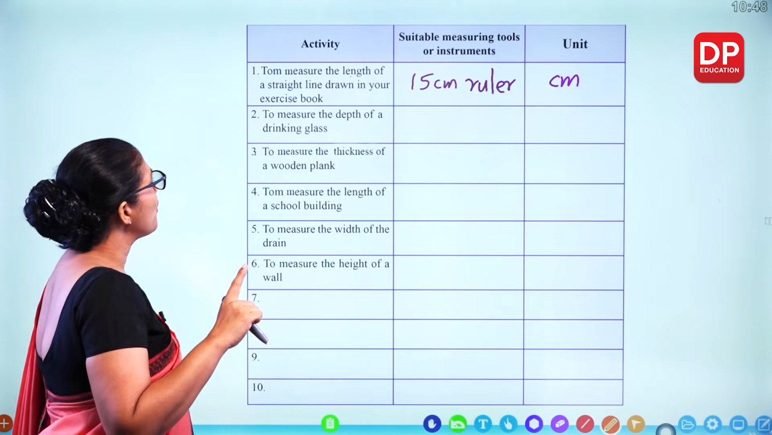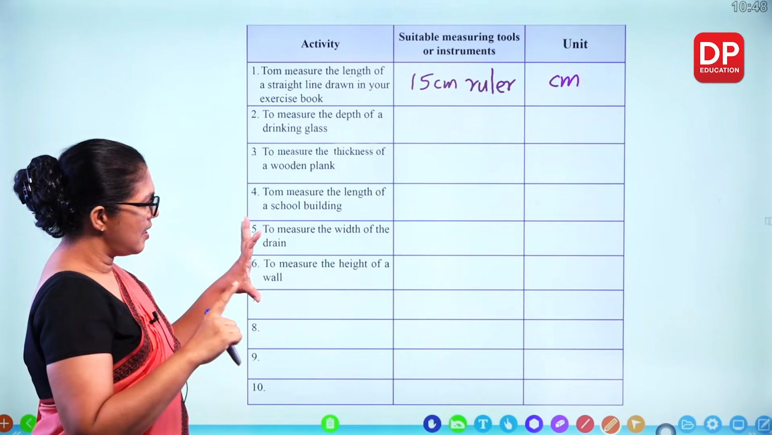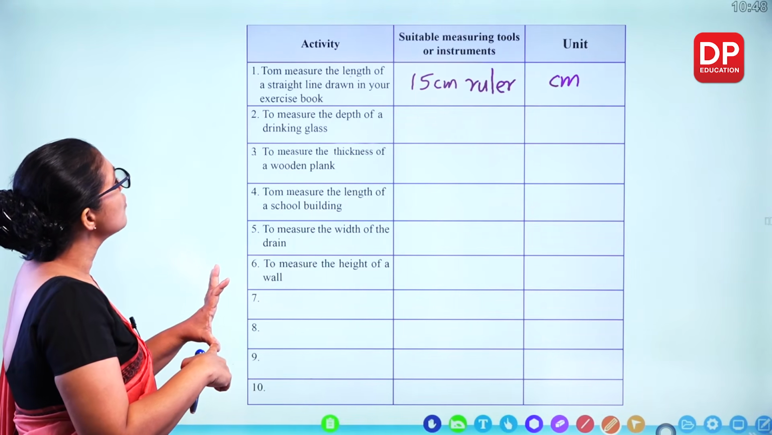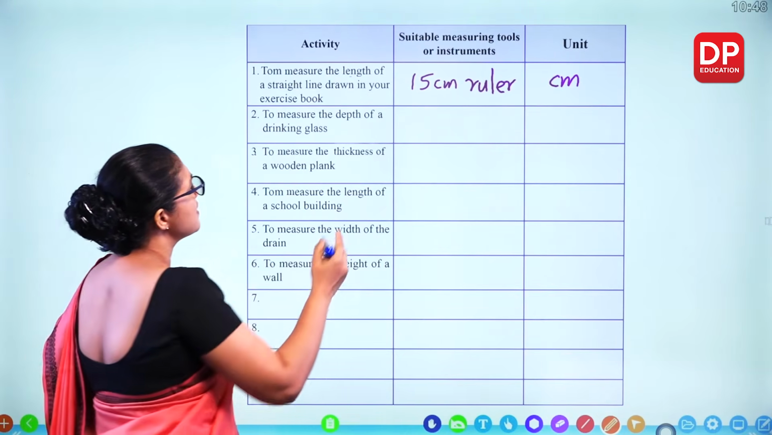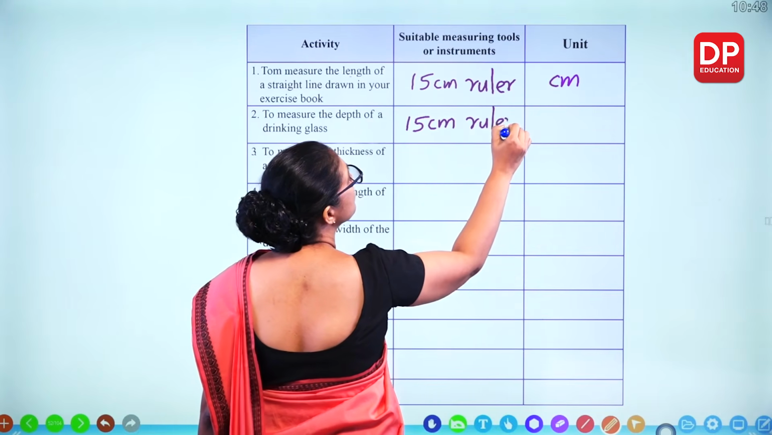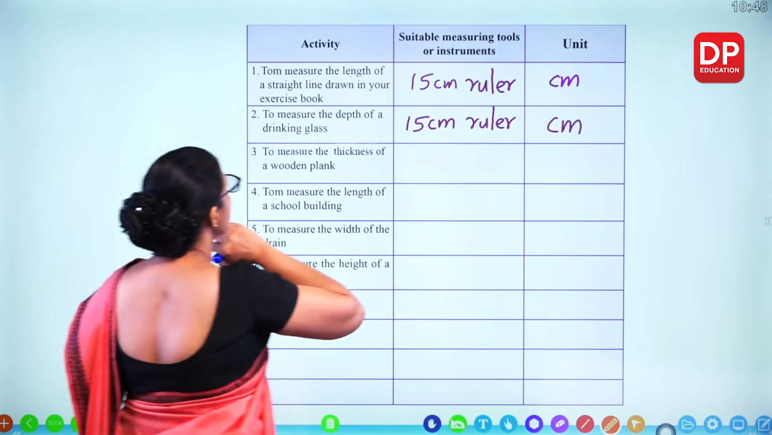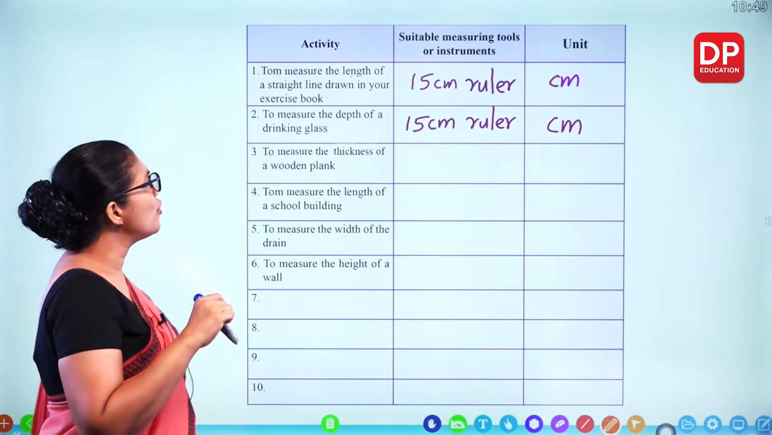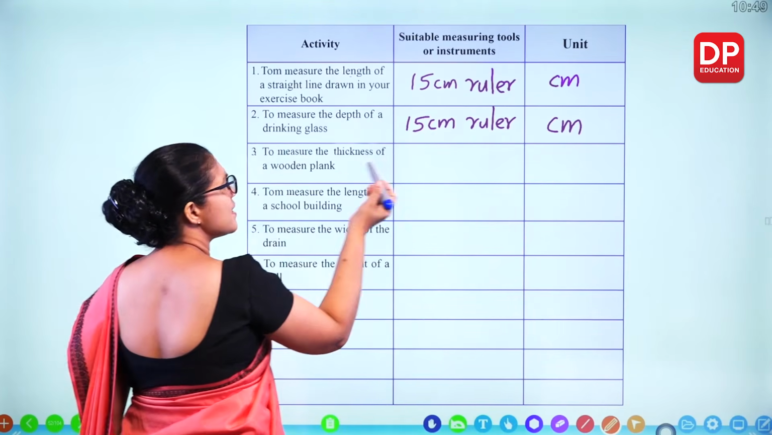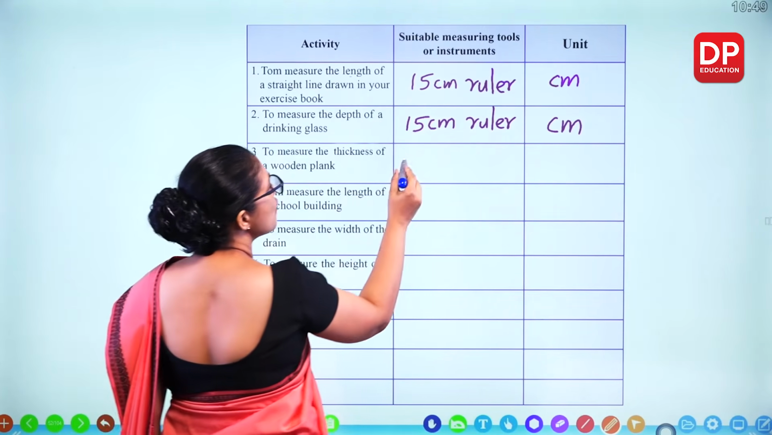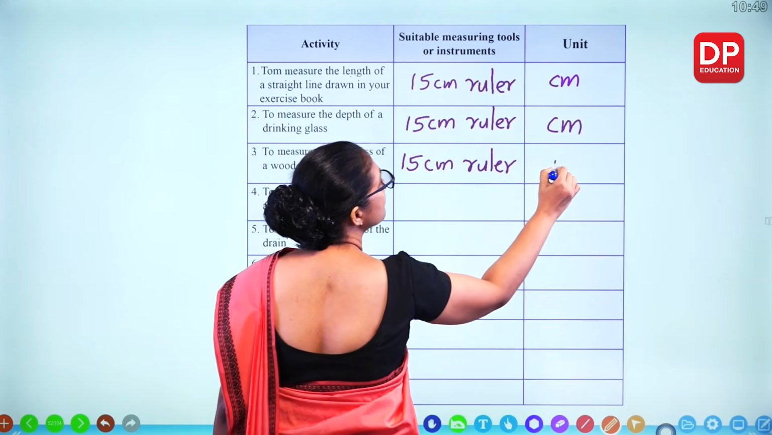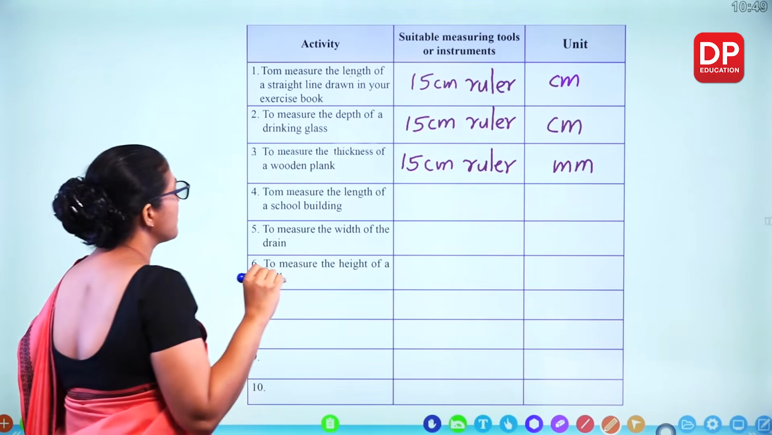To measure the depth of a drinking glass. So something like this, that's centimeters. Okay, so you can measure with a 15 centimeter ruler. Can be centimeters. To measure the thickness of a wooden plank. Thickness, it can be millimeters. So a 15 centimeter ruler is enough. You can measure in millimeters.